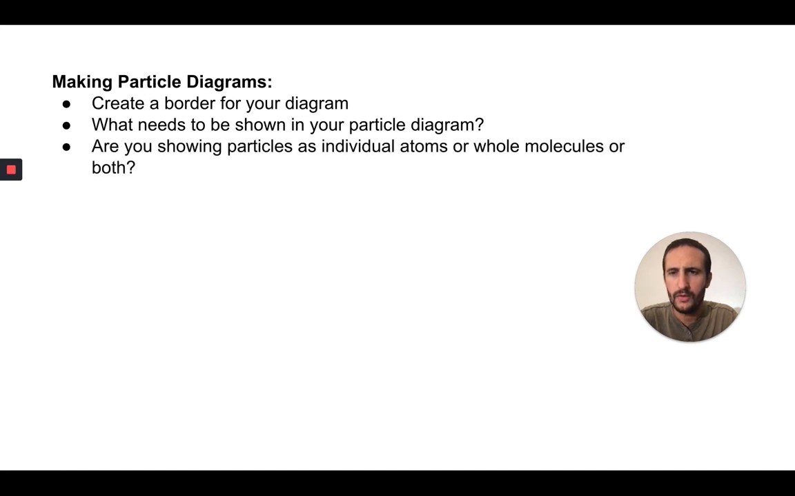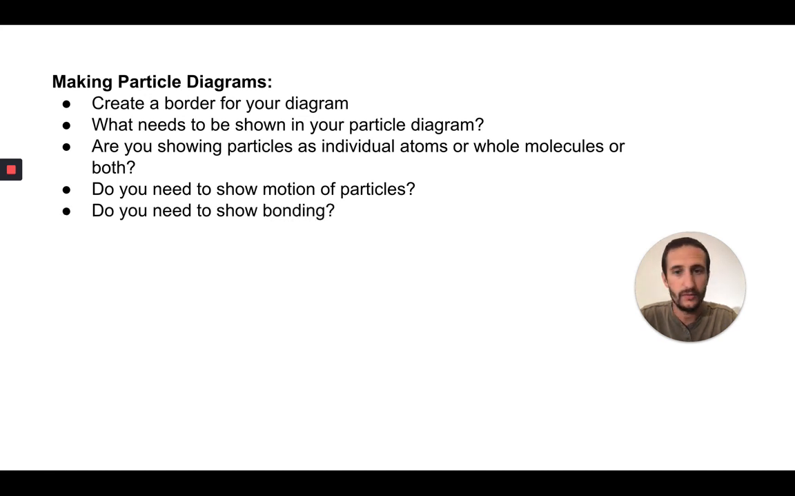Remember, you also want to show particles, and you got to think about this ahead of time. Are you trying to show particles as individual atoms or as whole molecules, or maybe even as both? Sometimes you're just focusing in on a certain aspect. Do you need to show motion of particles? Do you need to show bonding? Also, make sure you always include a label or a key. And so thinking about these things ahead of time will help you before you start making your diagram.